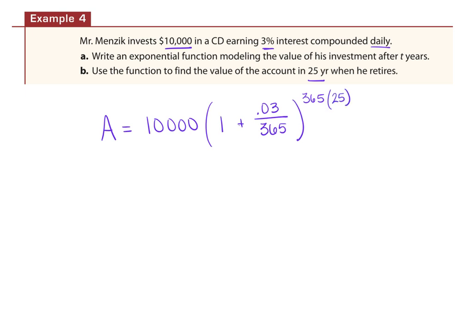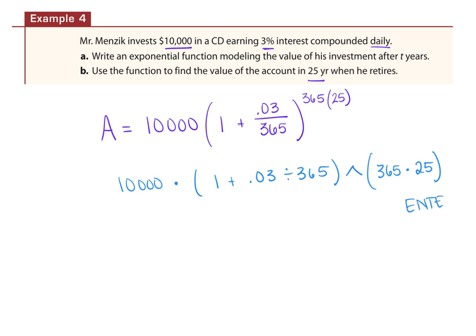In your calculator, if you have a TI-85, it keeps it for you, and you can literally put all of this into your calculator at one time. You can say 10,000 times, open parentheses, 1 plus 0.03 divided by 365, close parentheses, then use that little caret button. You have to use parentheses here or it will raise it to the 365 and then assume your answer is multiplied. So parentheses here, 365 times your 25, close parentheses, and then you can hit enter and you will get the answer.